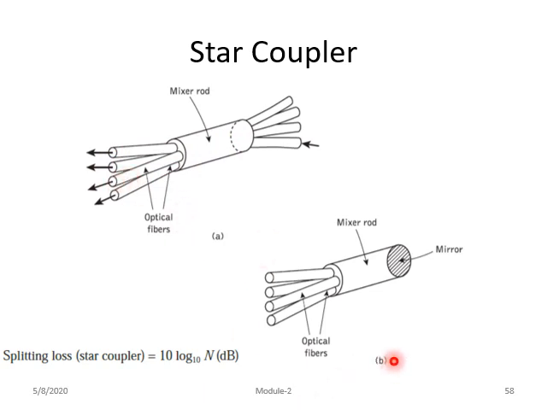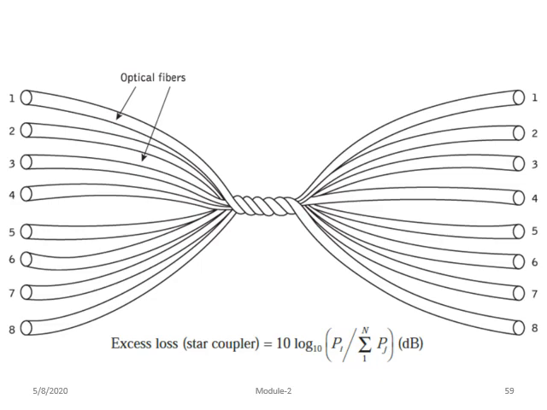So splitting loss under a star coupler we can calculate as 10 log base 10 of n, where n is the number of fibers going to be used to connect from the star coupler. This is also another form of a star coupler. You can observe the star coupler 8 by 8, an 8 channel star coupler. If it is in terms of n number, then I can use it to calculate excess loss under the star coupler as 10 log base 10 of PT divided by the summation of 1 to n of Pj, the total power with respect to all the fibers, which is input and which is received. That ratio will give the excess loss of the star coupler.